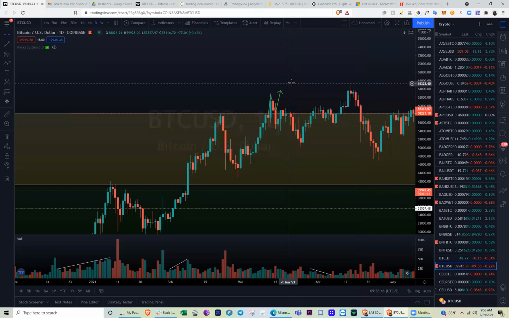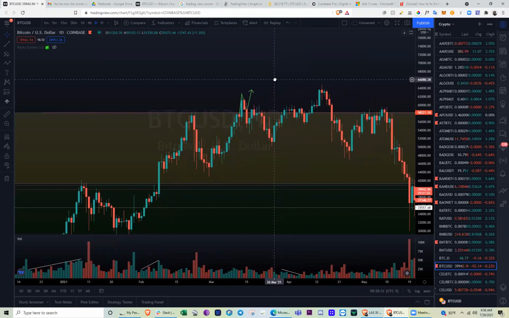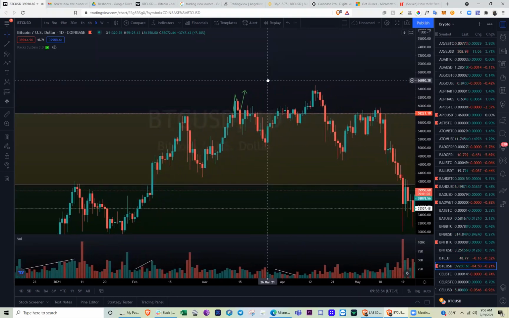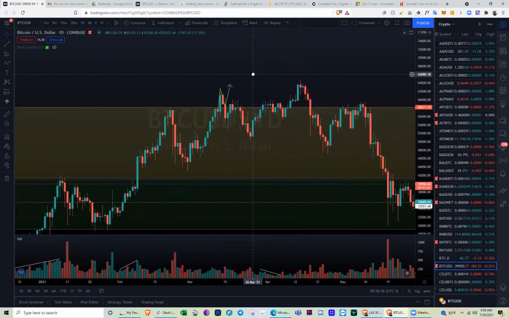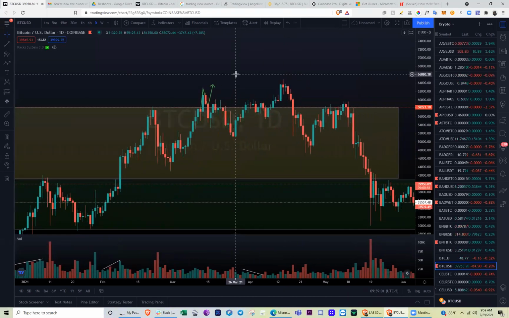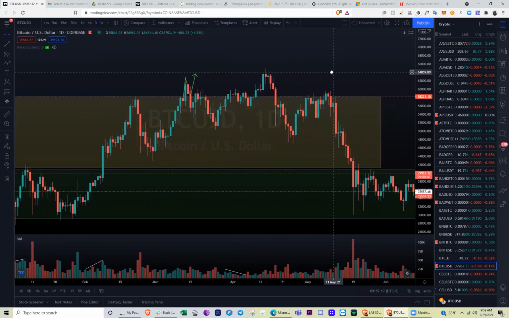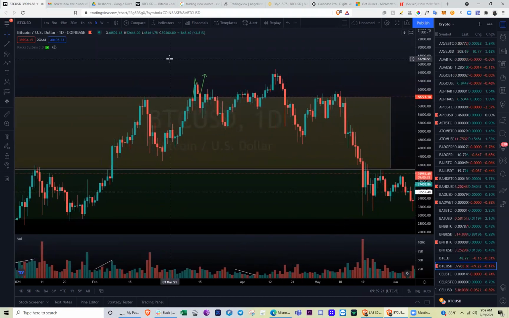So this is my simplistic markup and way to go about things. Sometimes I do use some moving averages, the 200 and the 50 on larger time frames, and then the 8 and the 14 on smaller time frames. If you're doing quick trades, those do help a lot to take your trades off of that.